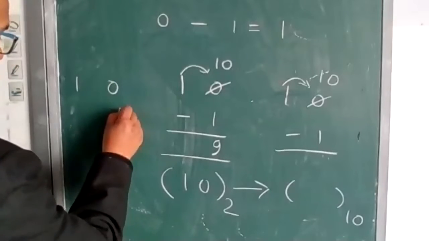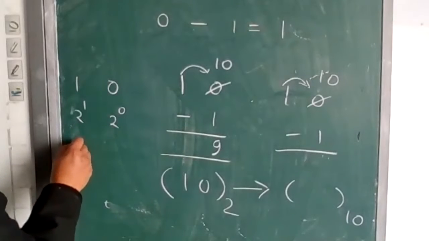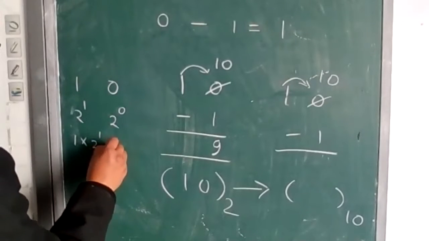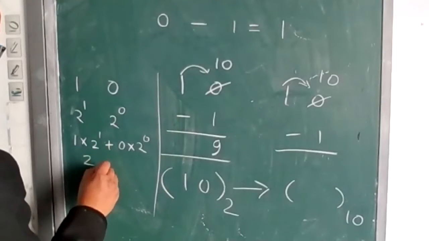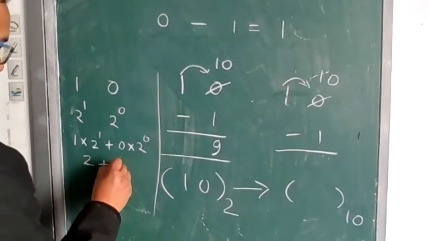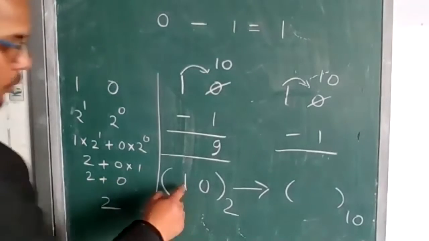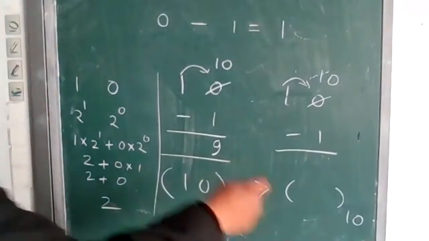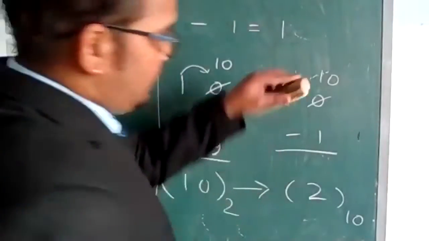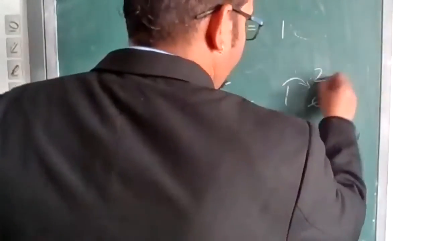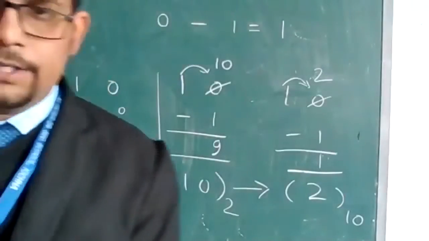1 0. So 2 to the power 0 and 2 to the power 1. Multiply it by 2 to the power 0 and 1. So 1 into 2 to the power 1 plus 0 into 2 to the power 0. That means 2 to the power 1 is equal to 2, and 2 to the power 0 is 1. 2 plus 0, result is 2. So 1 0 in binary is equivalent to 2 in decimal. Clear? So instead of this 10, here we can write 2. Now 2 minus 1, that means 1. The final answer is 1.